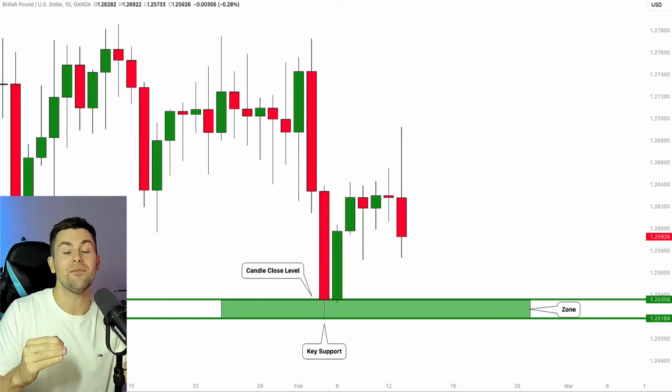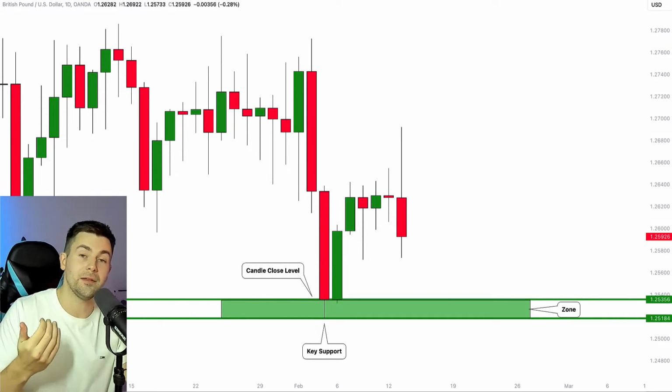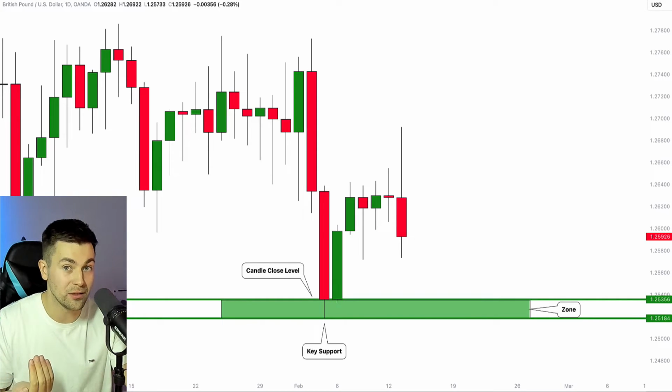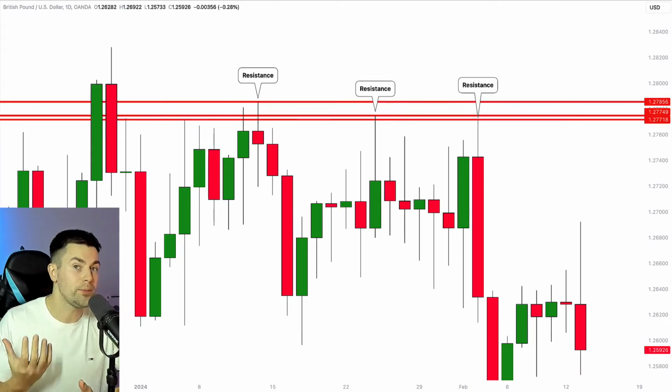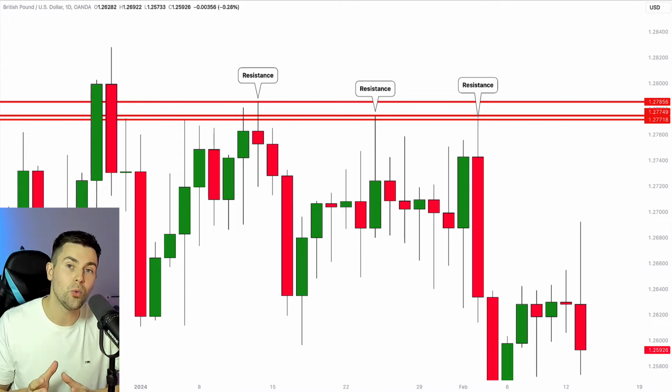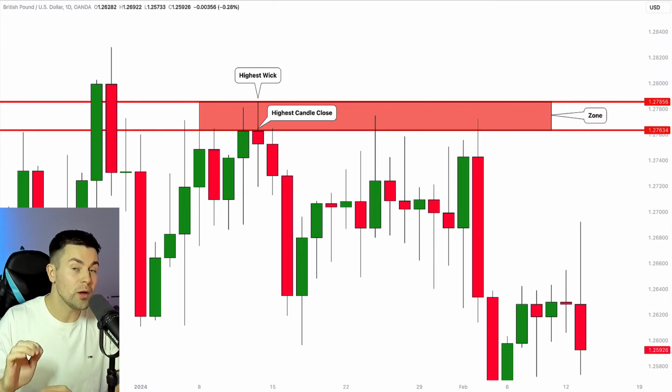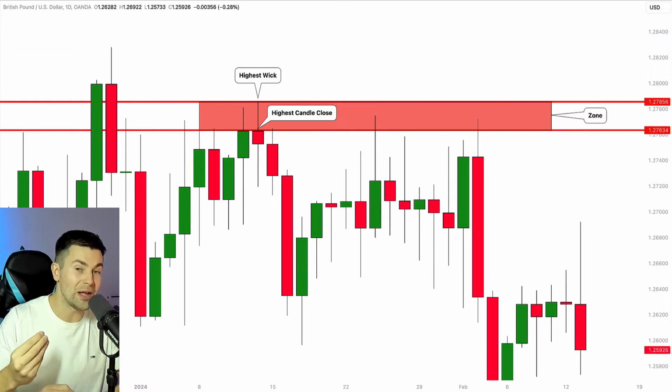For that reason, we have a support zone right here that is based on the candle close level and the wick. Quite often there will be situations when multiple key levels will lie very close to each other. In such a case, I recommend uniting all these key levels into one single area. On a pound-dollar pair, we see multiple key horizontal resistance levels. We will unite all these levels into one single zone.